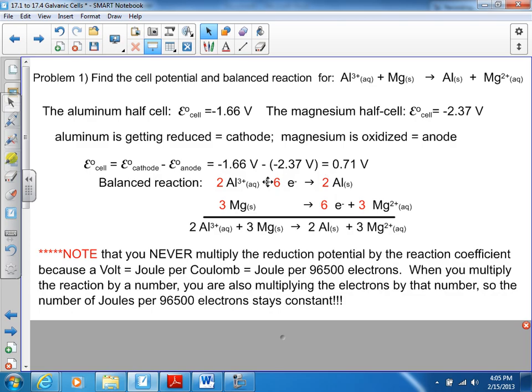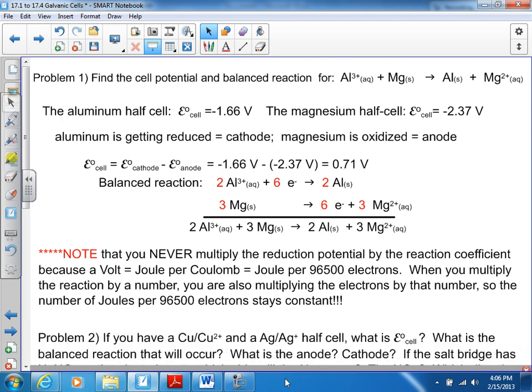We should double the energy. Coulomb is your charge. Well, we also doubled the moles of electrons, so we doubled the charge. We doubled the energy. We doubled the charge. So when we do energy divided by charge, that number stays the same. It's when you reverse the reaction that you do change the sign for the voltage.